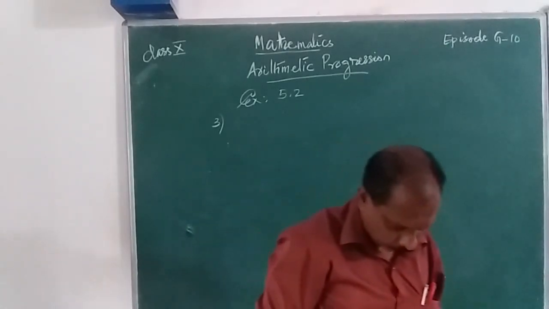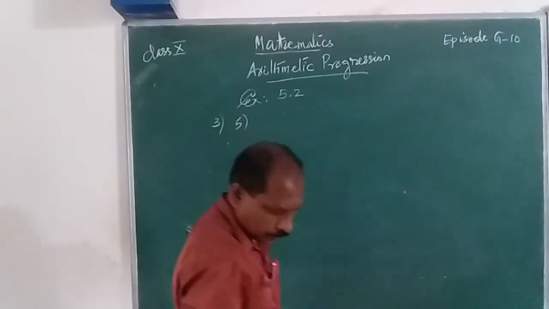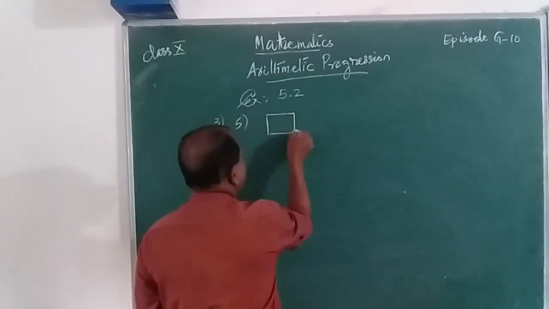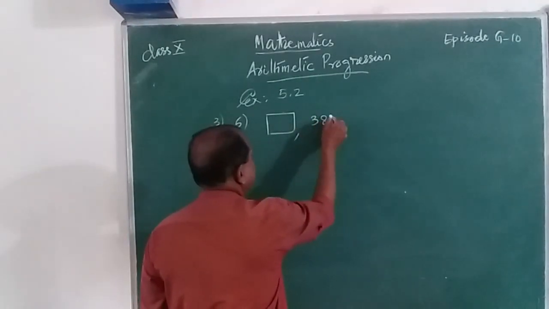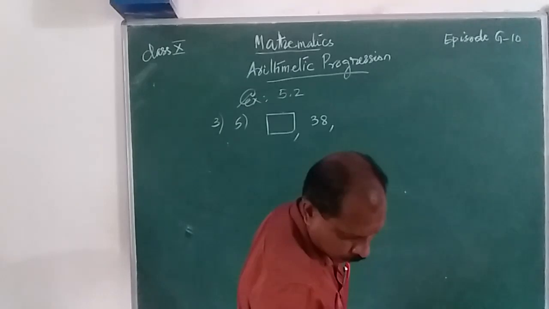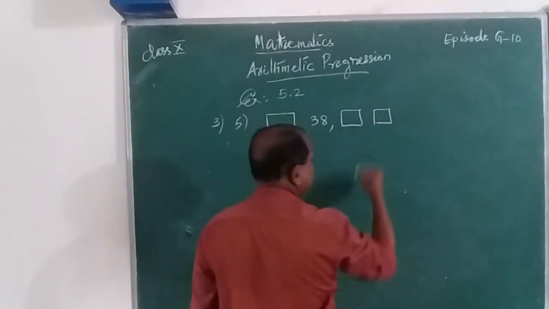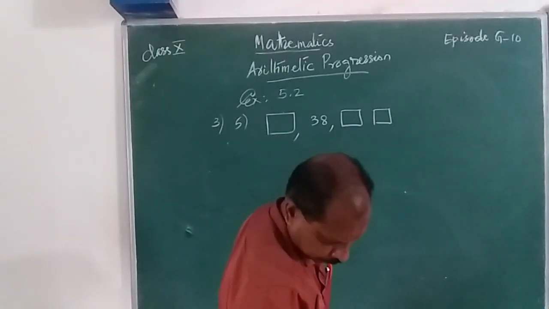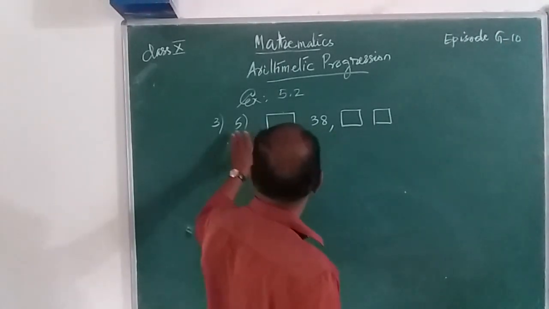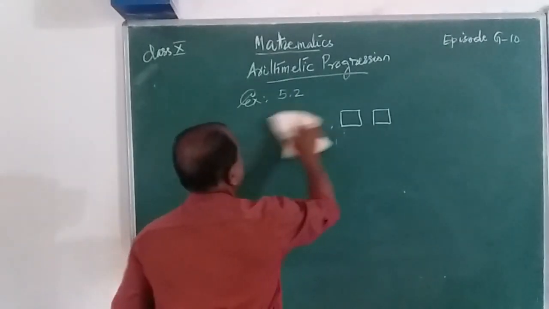Then the fifth question is: missing, comma, 38, comma, and so on. Missing. Yes, the fifth question we can also do. Yes, okay.